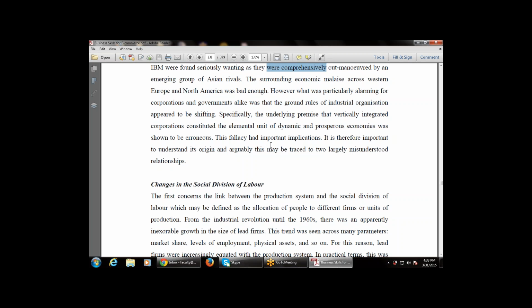From the Industrial Revolution until the 1960s, there was an apparently inexorable growth in the size of lead firms. This trend was seen across many parameters like market share, levels of employment, physical assets, and so on. So it depends on what the market share is, what the level of employment is, physical assets, and so on.